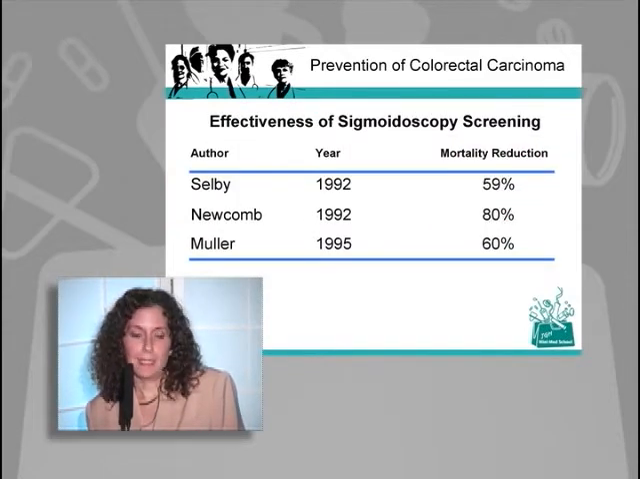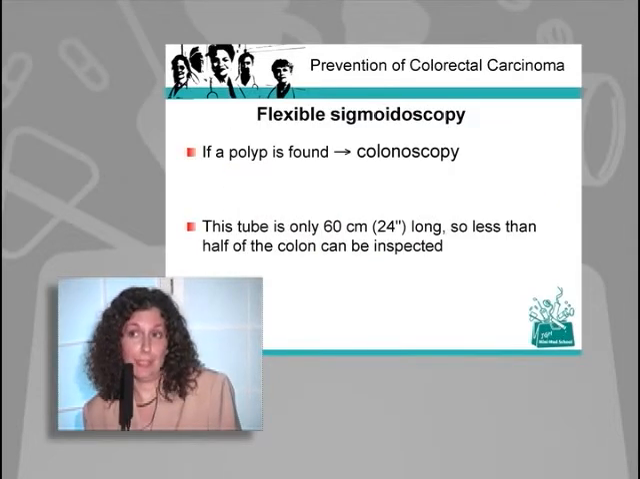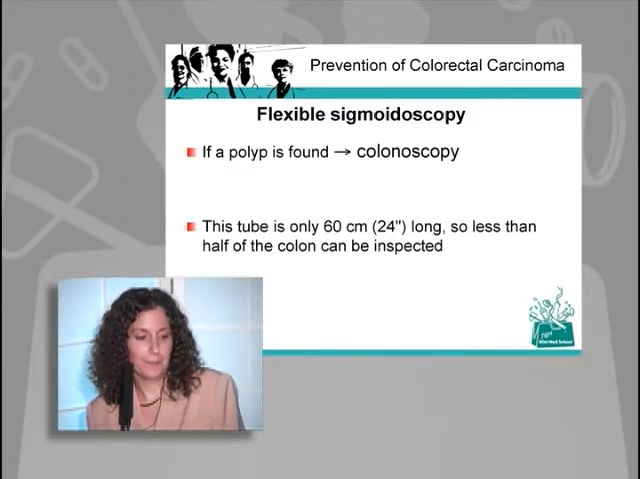A number of case studies have shown us that flexible sigmoidoscopy will help reduce mortality from colorectal cancer by about 60 to 80%. However, that's only for cancers on the left side of the colon and will not reduce the risk of cancers on the right side of the colon. If a polyp is found, you still need to undergo colonoscopy to survey the rest and to remove the problem at hand or biopsy it. And again, since the tube is only about 60 centimeters long, you won't be able to inspect the right side, so you do need that colonoscopy.